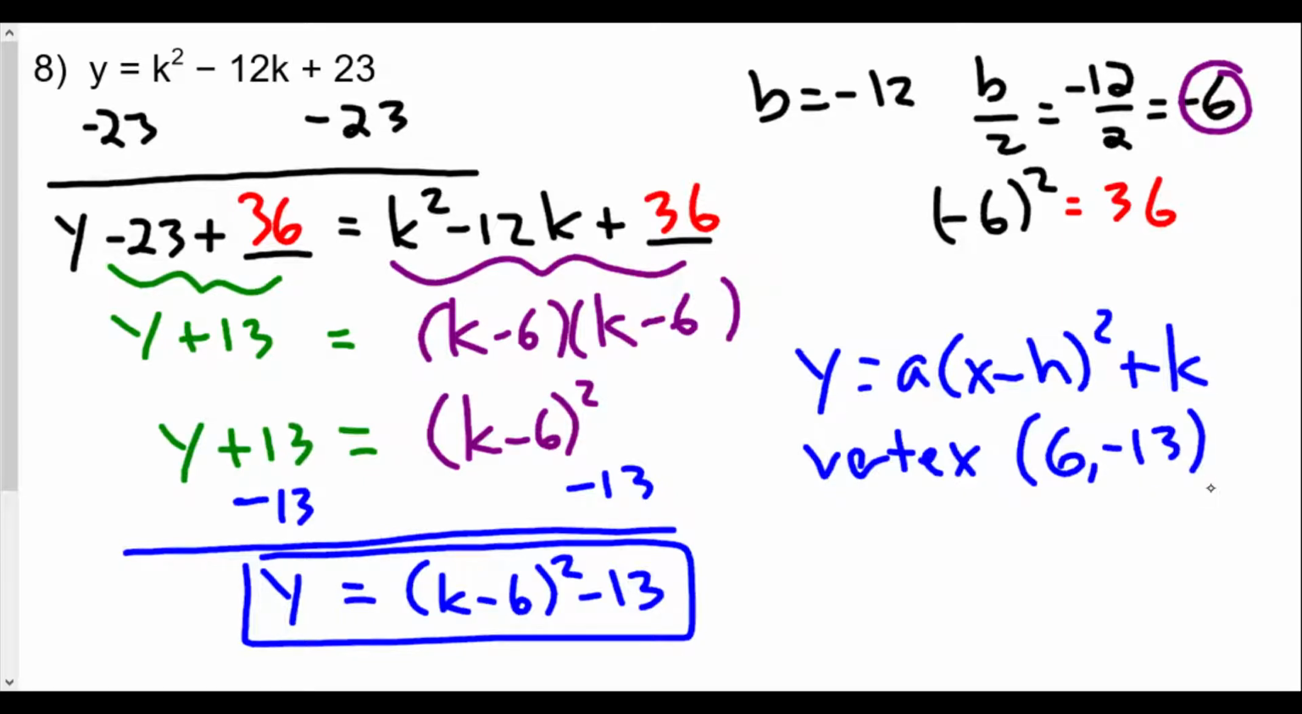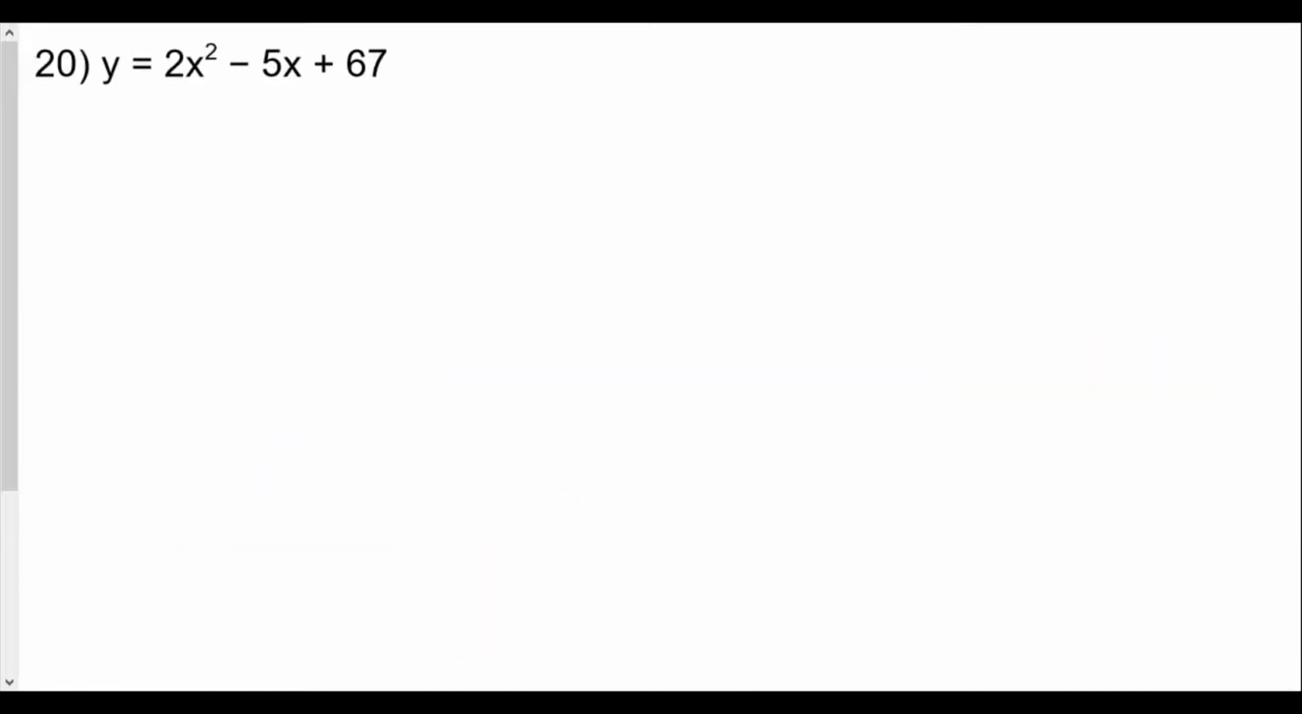Now, do the questions get more challenging? Yes, they do. Okay? But we're using completing the square to be able to find the vertex form. Okay. Let's try another problem. This is question number 20 on the sheet, which is y equals 2 times x squared minus 5x plus 67.